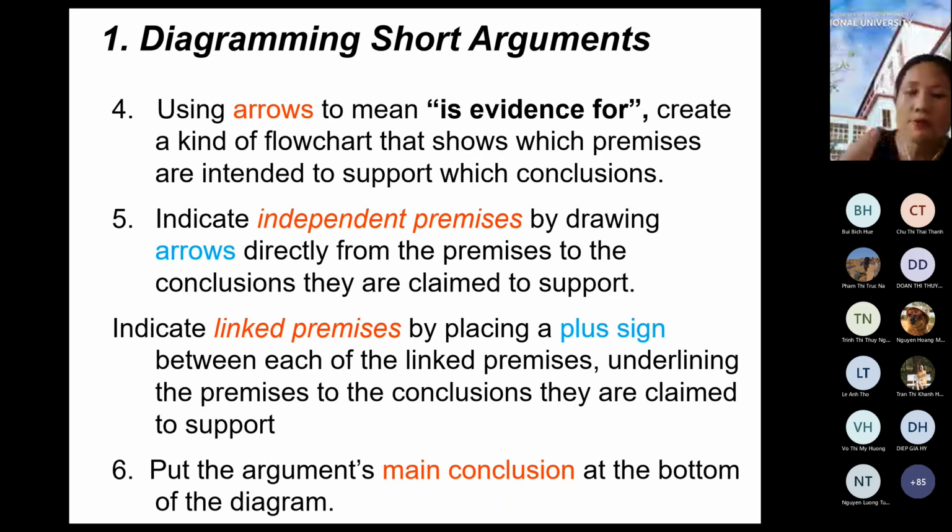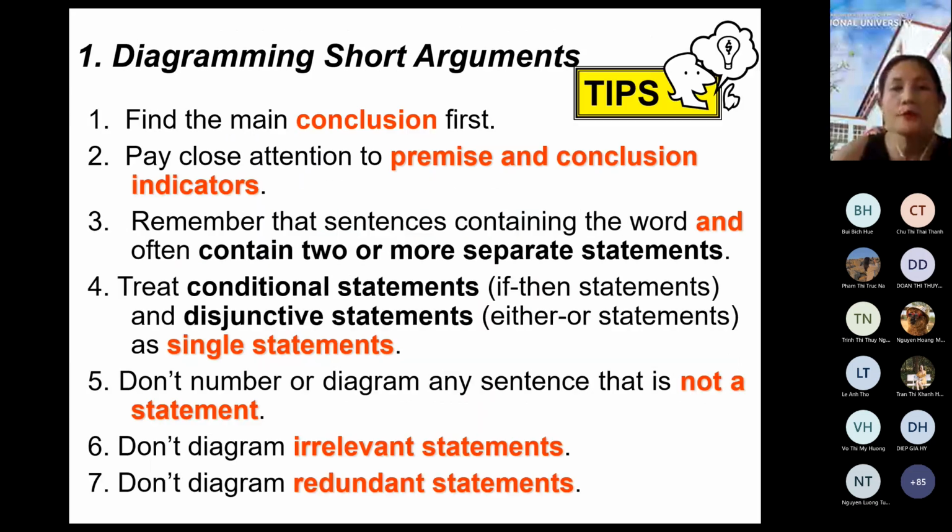Okay, so those are the 6 steps of drawing the diagram, and you will learn and practice this for the exam. But before we do that, you need to remember some tips here. The very first tip is to try to find the main conclusion first. Always, isn't it? We learned why we should find a conclusion already. And here, if the argument has more than one conclusion, then we need to find the main conclusion first.